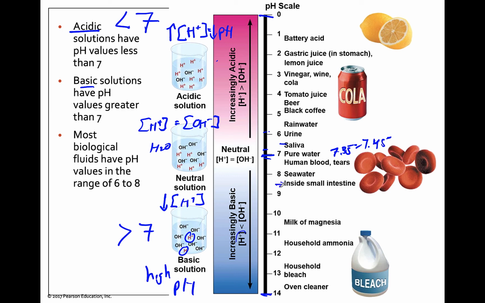Your small intestine is slightly basic because your pancreas secretes high pH solutions to combat the secretions from the stomach, which are extremely acidic. If you've ever had stomach acid or acid reflux or heartburn, one of the things that's recommended is to take milk of magnesia, because milk of magnesia is a basic drink, and so as you drink it, it helps to neutralize the acid in your stomach.